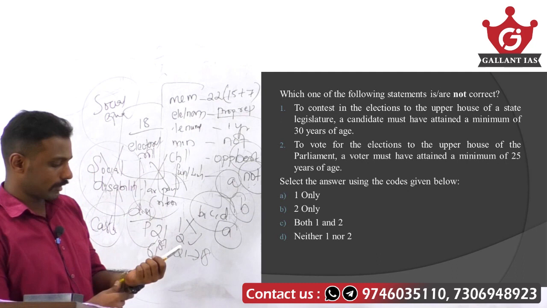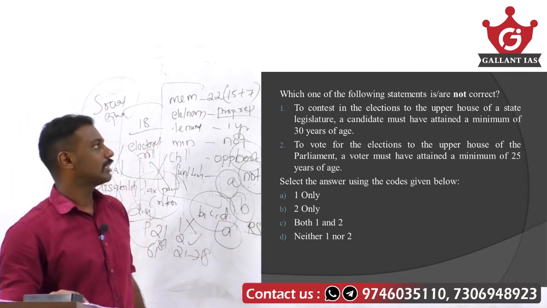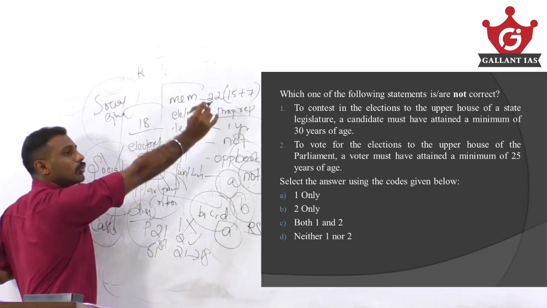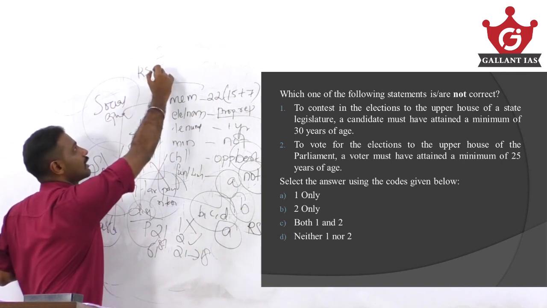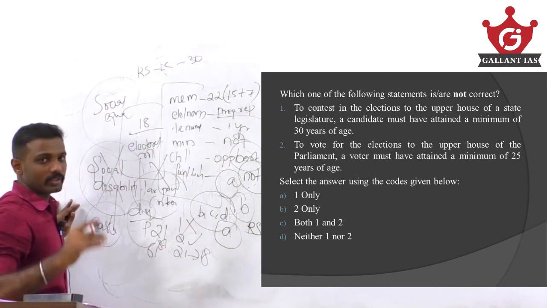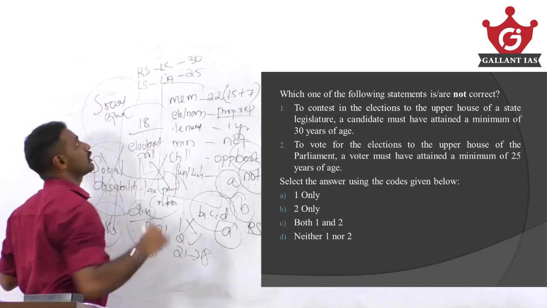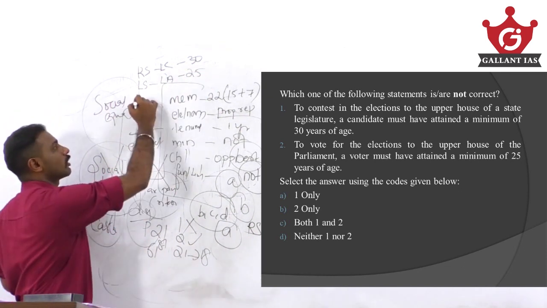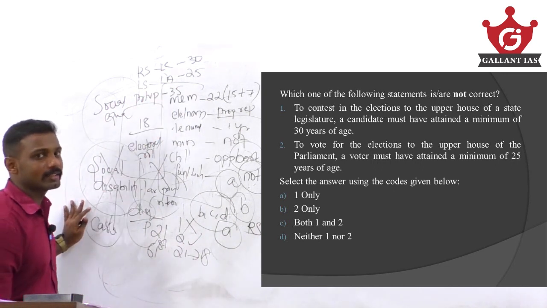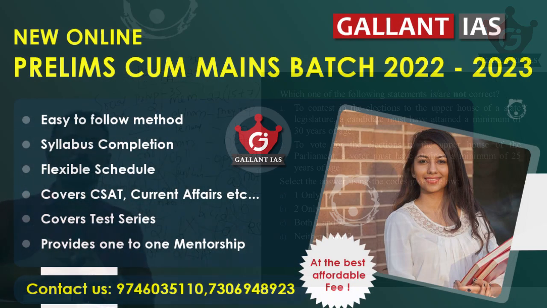To contest in the elections to the upper house, that is to a Rajya Sabha election, a candidate must attain 30 years of age. That is a correct statement only. To contest the upper house, whether it is Rajya Sabha or Legislative Council of a state, the minimum age required is 30. To contest a lower house, Lok Sabha or Legislative Assembly, the minimum age is 25. To contest election for president or for vice president, the minimum age is 35. To contest the Panchayat municipality elections, the minimum age is 21. So please keep the age qualifications in mind.